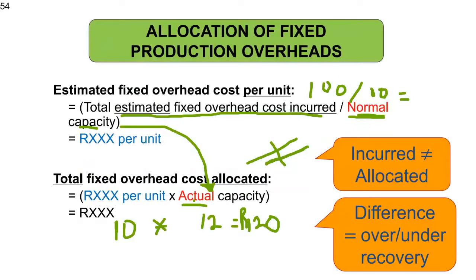right? So in that situation, we call that an over recovery. We've tried to recover too much cost out of inventory. We've tried to add too much value to inventory. We call it an over recovery. Does that make sense?